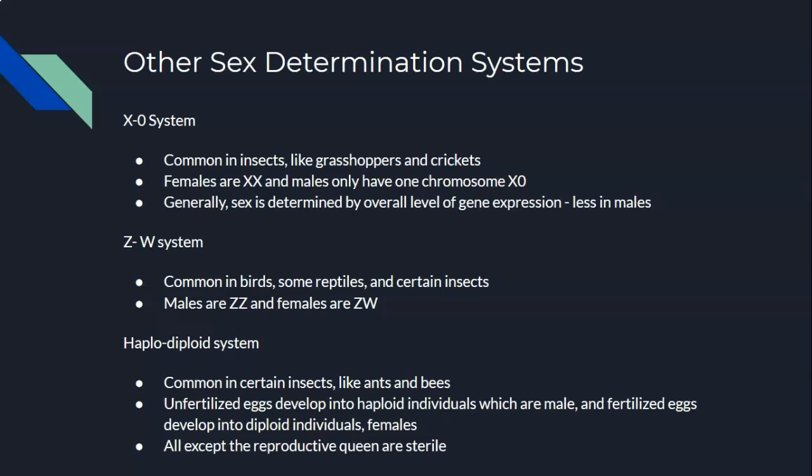So unfertilized eggs develop into haploid individuals, which are always male, and fertilized eggs develop into diploid individuals, which are females. However, the only ant or bee that can actually reproduce is the queen. So all of the other females are sterile. So even though you have this differentiation between male and females, only the queen can reproduce.